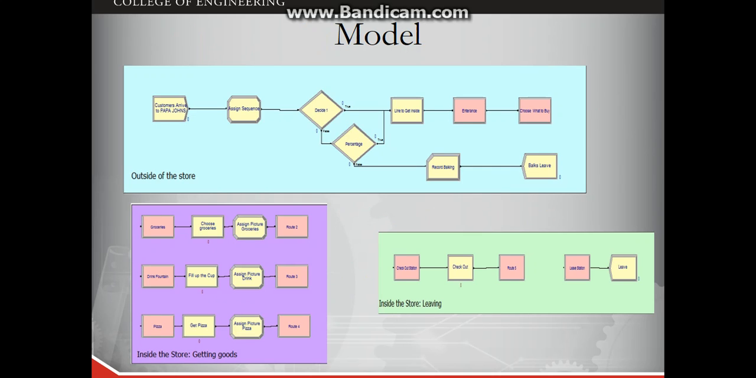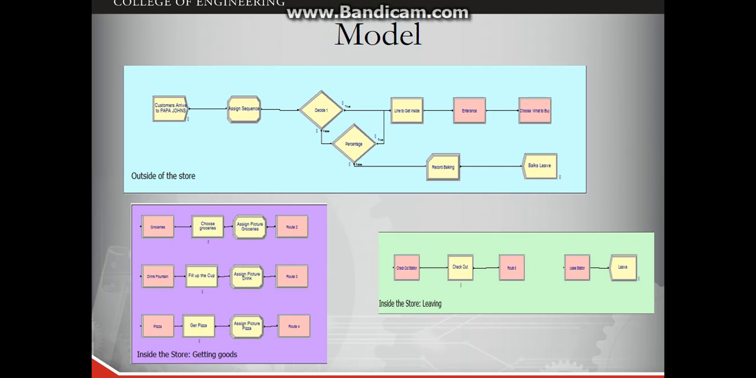Here you can see the model which we built using Arena. As you can see, once we try to make the model close to the real world system, it gets way more complicated than the flowchart. Here you can see the arrive module. Here the customer arrives, and then here's the assign module. Customers go through this, and this module assigns the sequence using a discrete distribution.